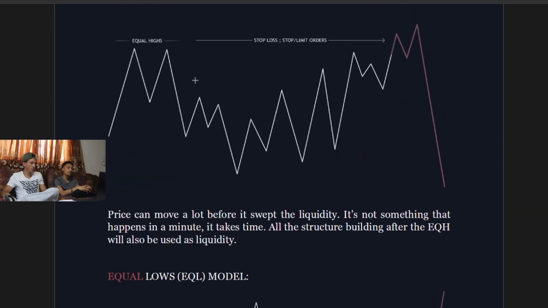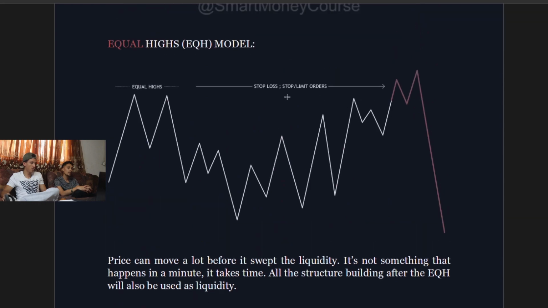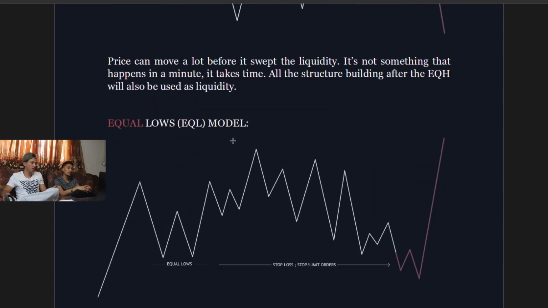So what we just saw for the equal high, this is just your equal low. Once again, draw this out and have it down on the paper, and draw it as much as you can, and do the exact same for the equal low.